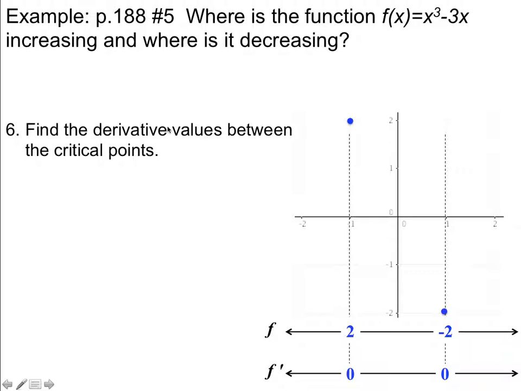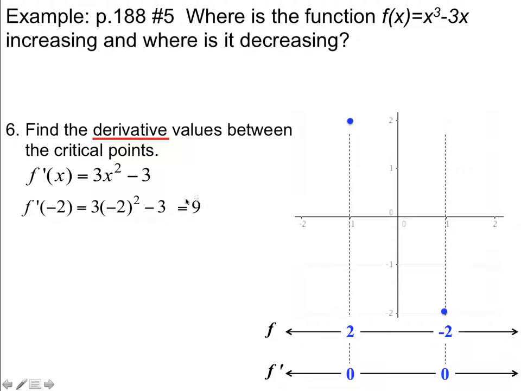So step 6 says find the derivative values between the critical points. In other words, here's a critical point and here's a critical point. So I need a derivative value here, and I also need one here and here. In order to find derivative values, I have to pick a point to plug into the derivative expression. So I'm going to pick -2, and find the value of the slope of the curve right here. When I put -2 in here, I get 4 times 3, which is 12, minus 3 is 9.